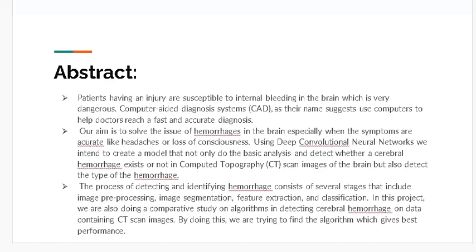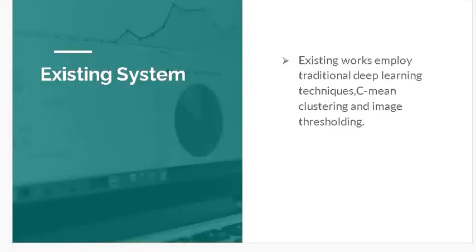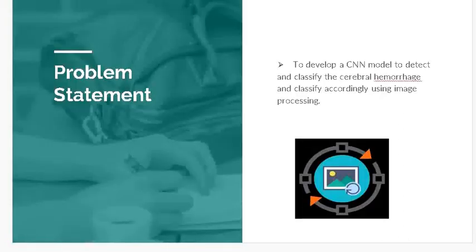The process of detecting and identifying hemorrhage consists of several stages, including image preprocessing, image segmentation, feature extraction, and classification. Existing system: employ traditional deep learning techniques, K-means clustering, and image thresholding. Problem statement: to develop a CNN model to detect and classify the cerebral hemorrhage using image preprocessing.